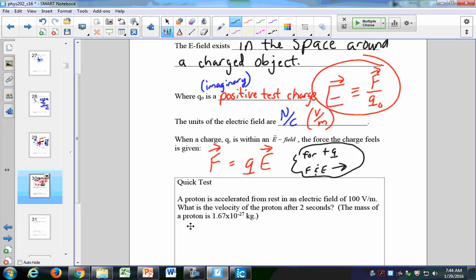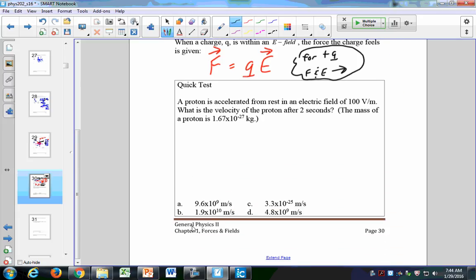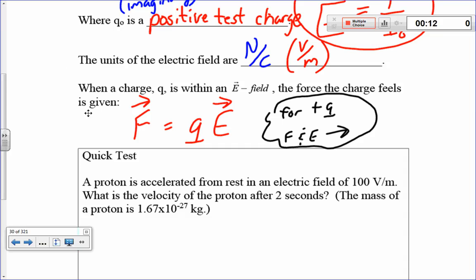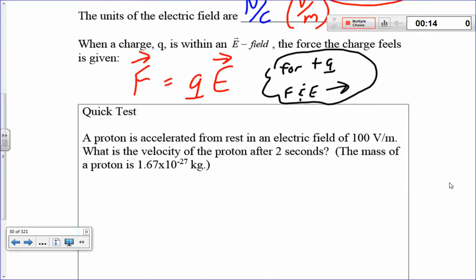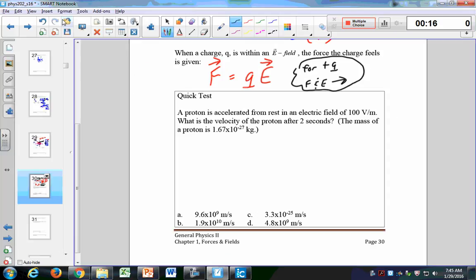Let's try this. I have a proton that's accelerated from rest in an electric field of 100 volts per meter. Or remember, that's also newtons per coulomb. What is the velocity of the proton after 2 seconds? And then there's the mass of the proton.